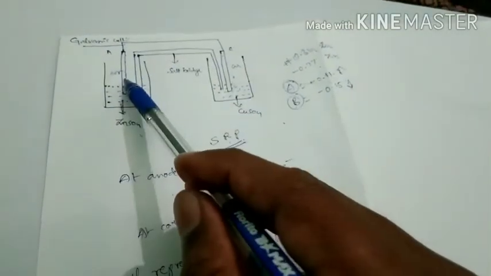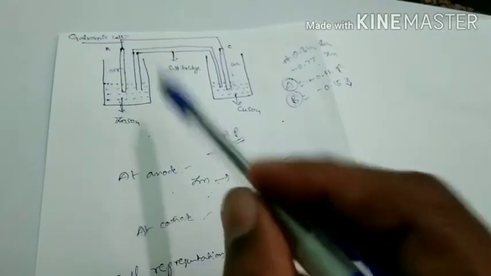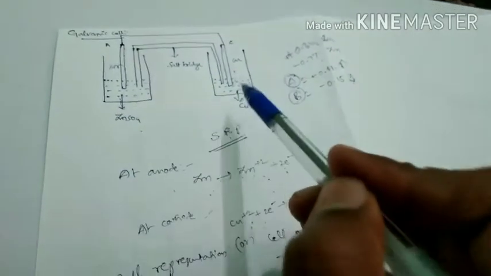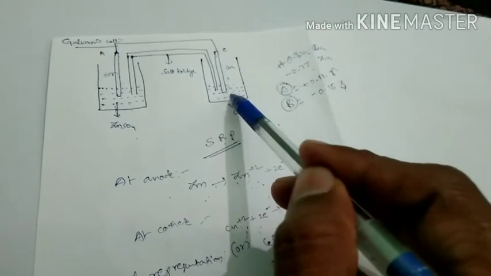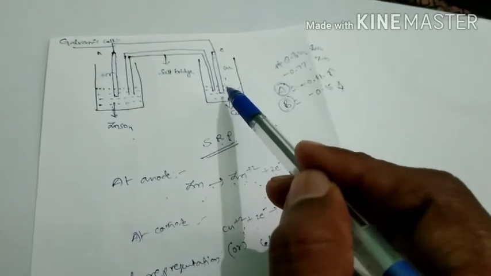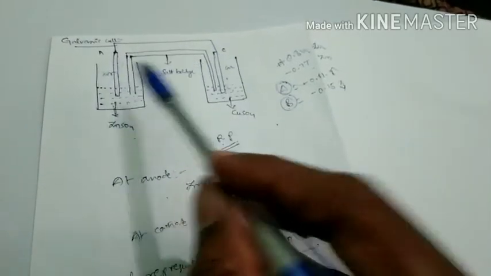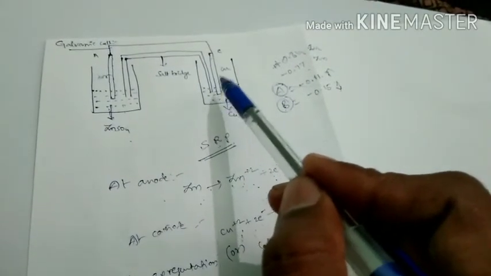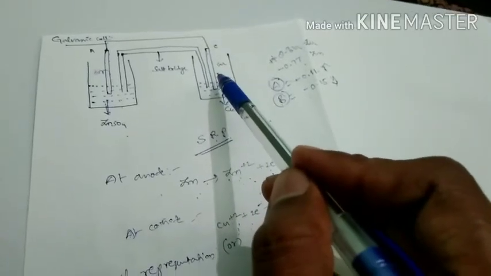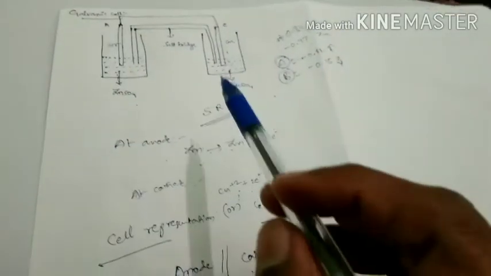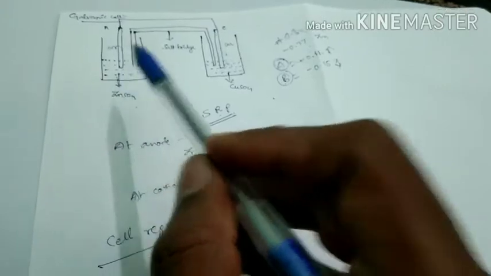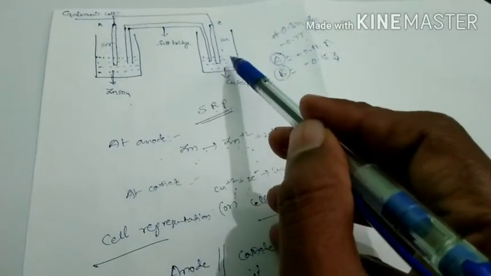I repeat once again: here the zinc rod dissolves in ZnSO4, then this reaction takes place. That means the zinc rod dissolves and the amount of zinc reduces. But here the electrolyte is involved in the reaction. The electrolyte contains Cu plus 2 ions. Those ions gain electrons coming from the anode and deposit at the cathode. That means the amount of copper increases. So during galvanic cell reactions, what happens? The amount of zinc decreases and the amount of copper increases.